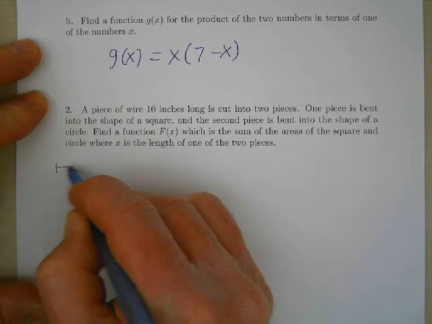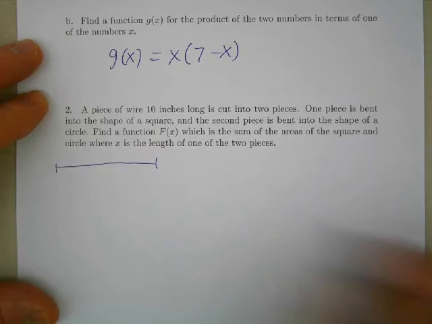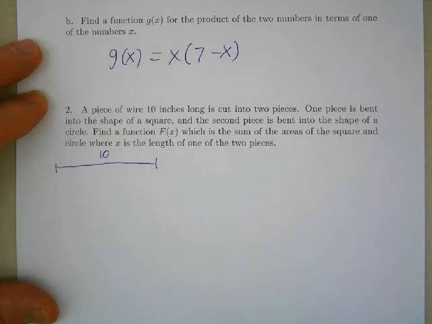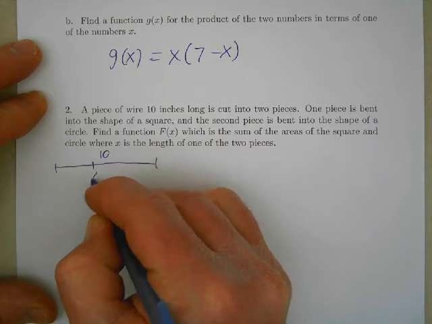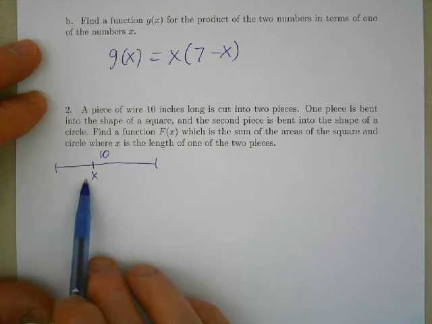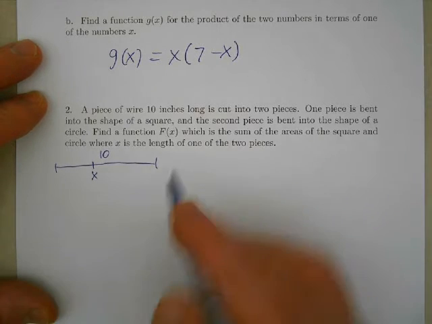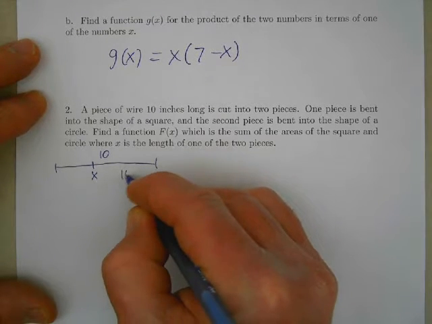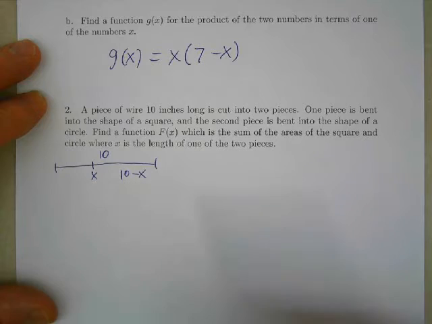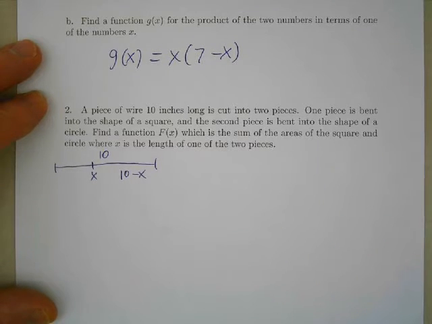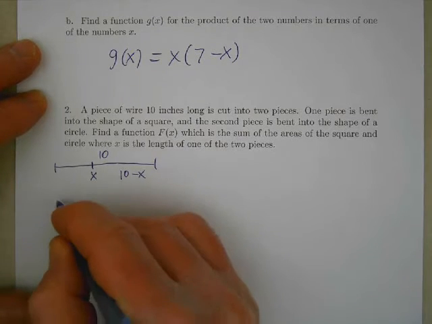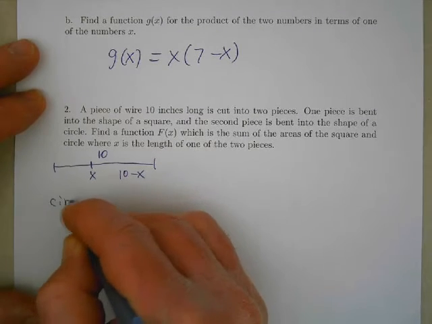Okay, so we have a piece of wire that is 10 inches in length, and I'll just say that that piece right there is x inches, and then this one is 10 minus x. Those two have to add up to 10. x plus 10 minus x is 10. So let's start with the circle.